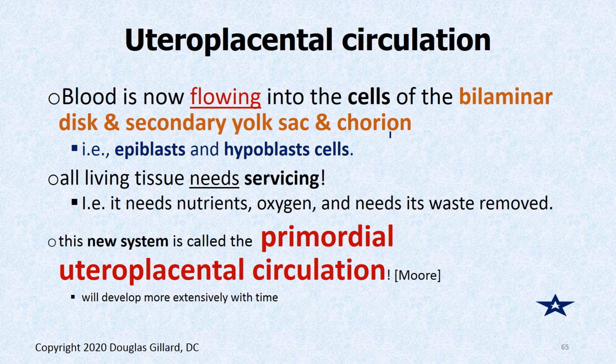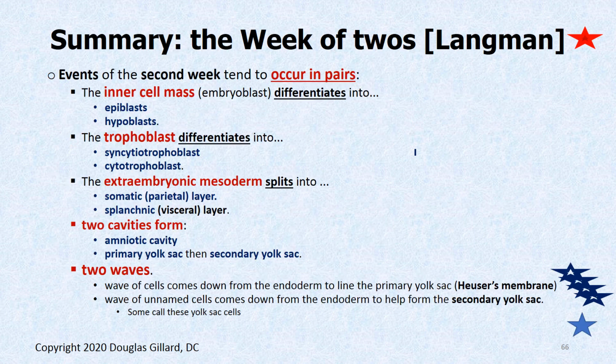The uteroplacental circulation, so once the blood is flowing from mom into the little blastocyst, we have formed what's called the primordial, the very first circulatory system. There's no heart yet, but we're using mom's heart really to power blood through this little blastocyst. All right, so everybody's happy.